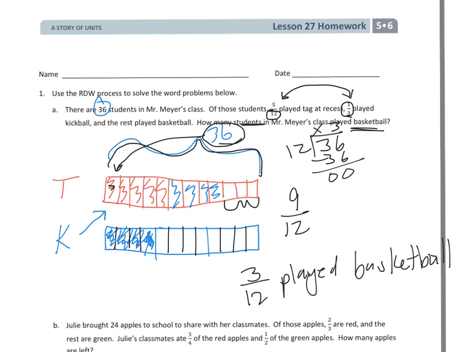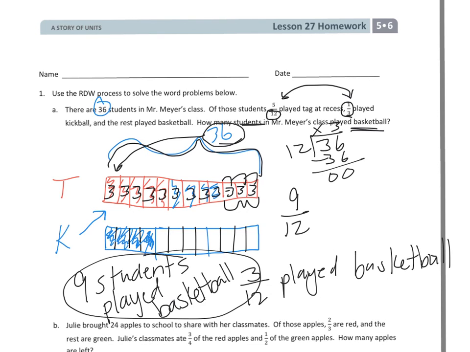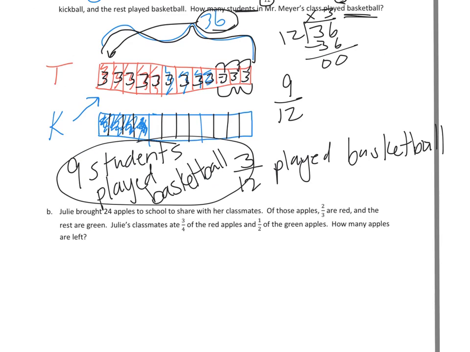So now I can go in and put 3s in all of these if I wanted to. And the ones that aren't filled in, 3, 6, 9. 9 students played basketball. So that's just using my tape diagram for it.